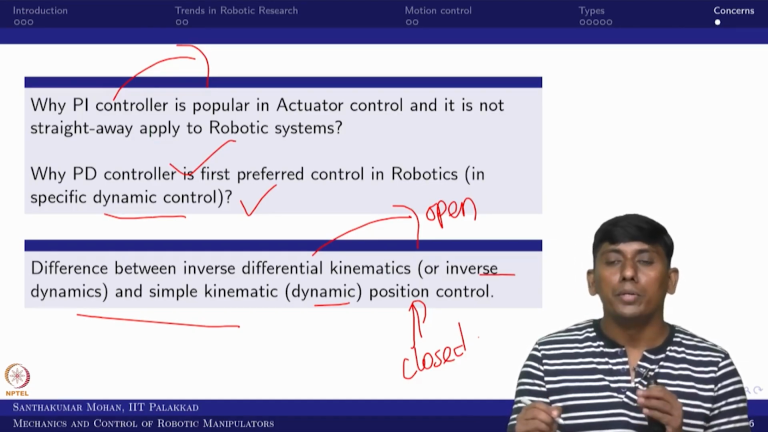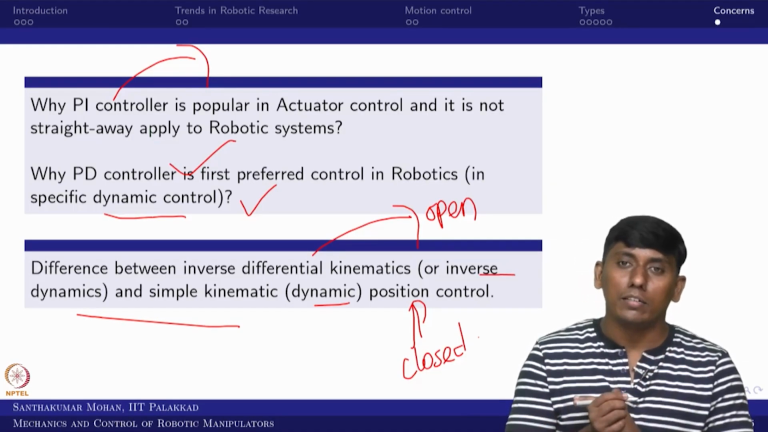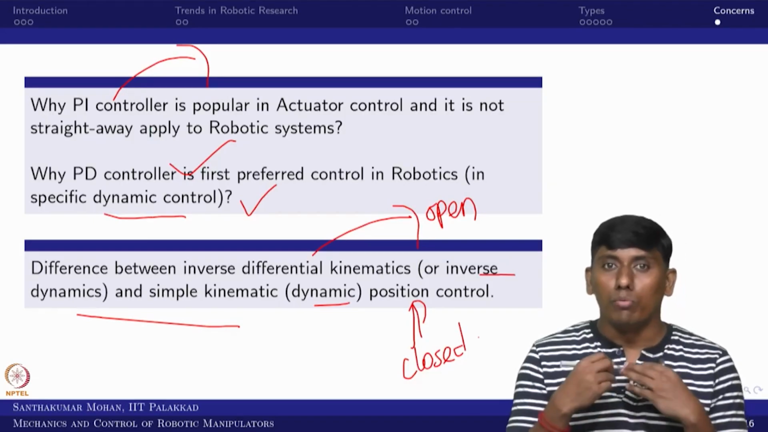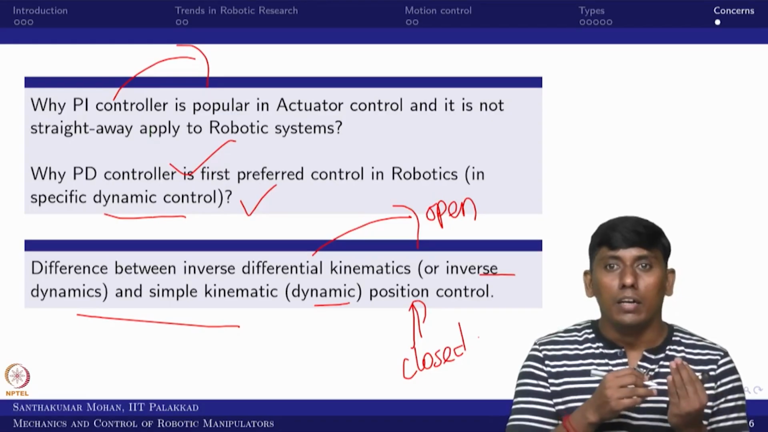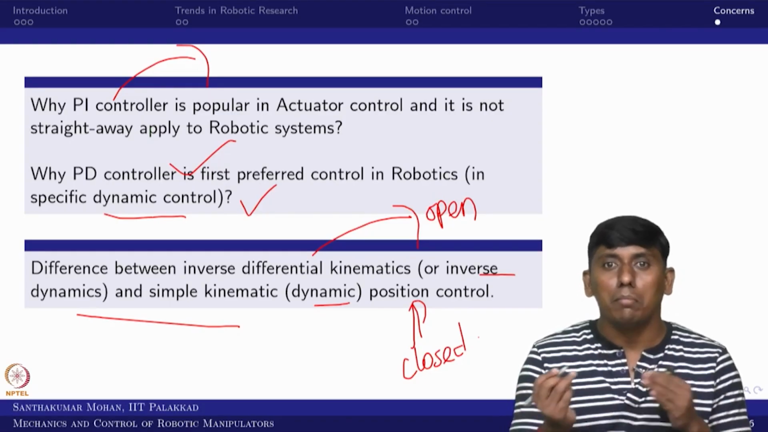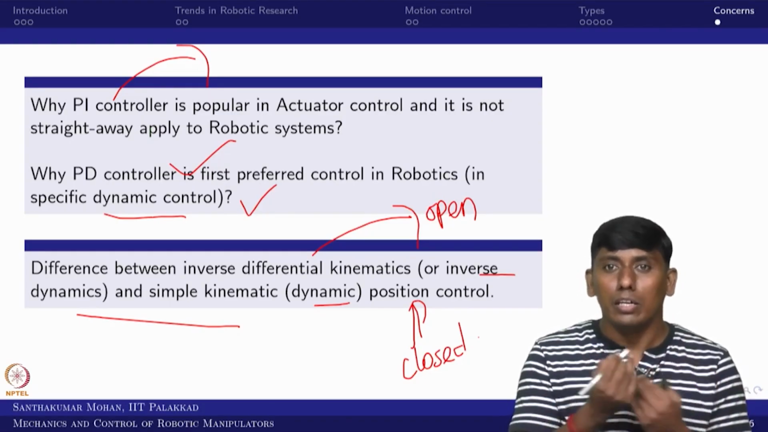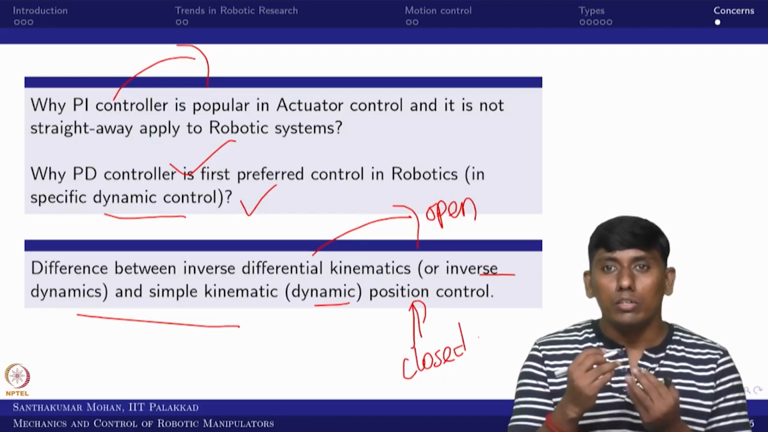Now I hope you are getting familiarized with what motion control is and what the types are, why PD is required, when we can use PI, when we can use inverse differential kinematics, or when we can use closed loop. All these we have seen.